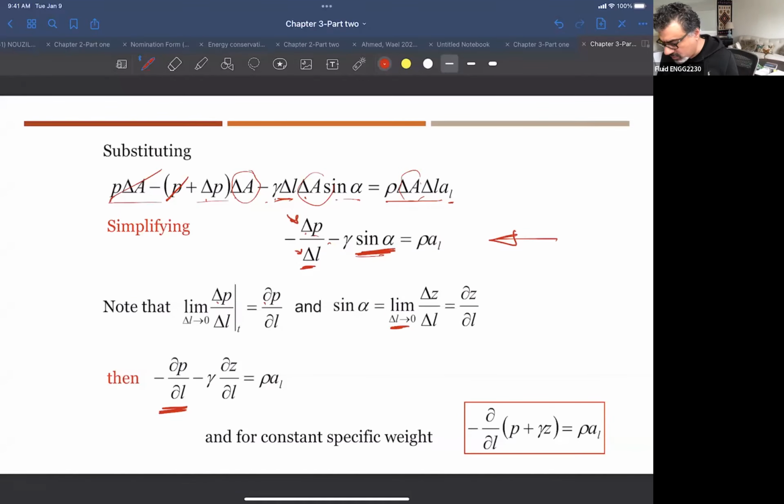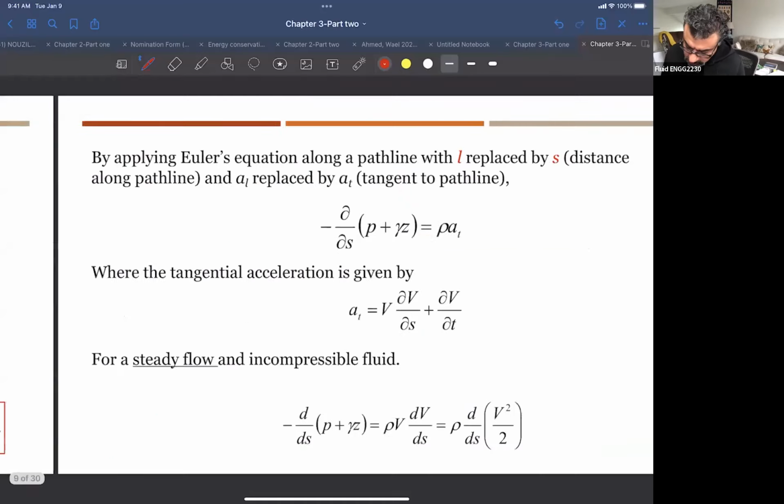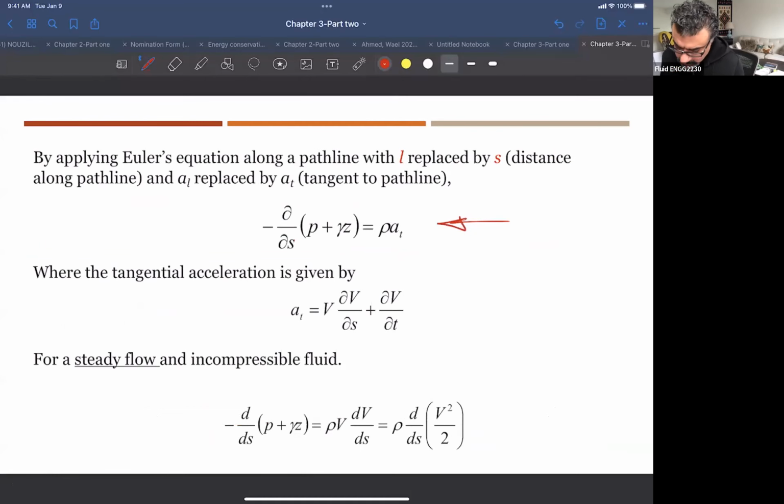Now I have an equation simple like this, right? I can take the operator as common, so d by dl of pressure plus gamma z is equal to rho times acceleration, right? So the equation is now becoming this way, right? I can do the same thing along any path, S path in general, right?